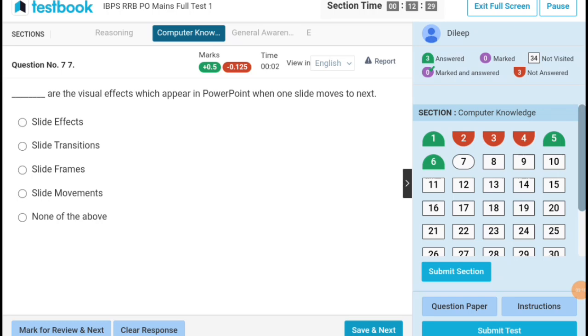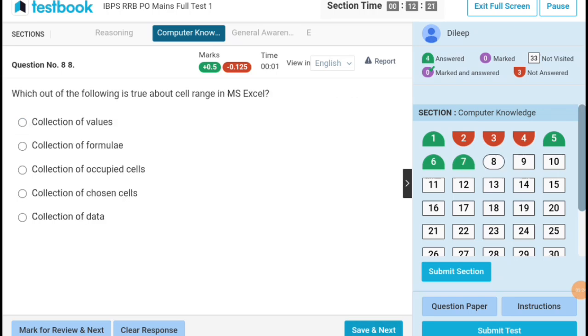Dash are the visual effects which appear in PowerPoint when one slide moves to the next. Slide effects. Which out of the following is true about cell range in MS Excel?